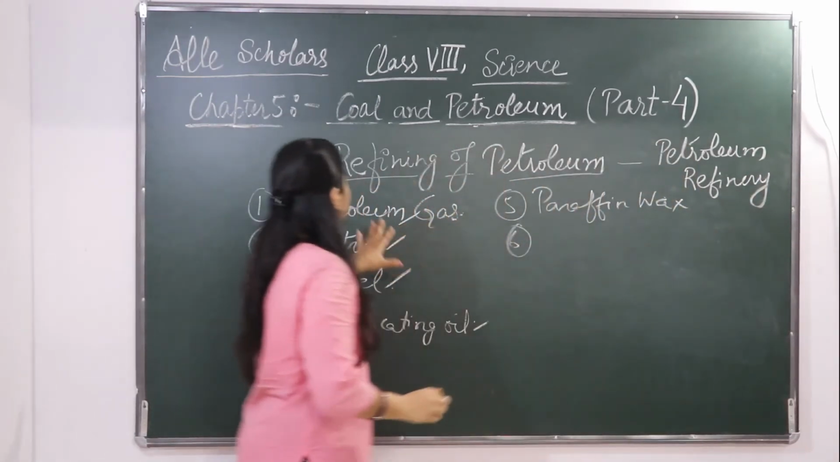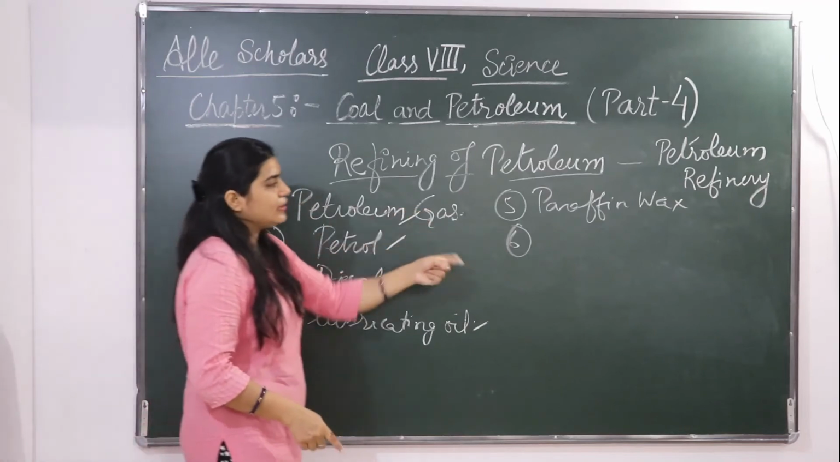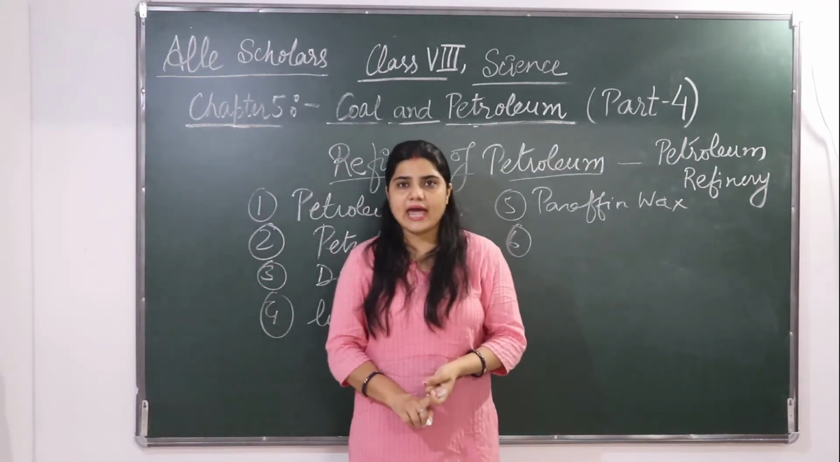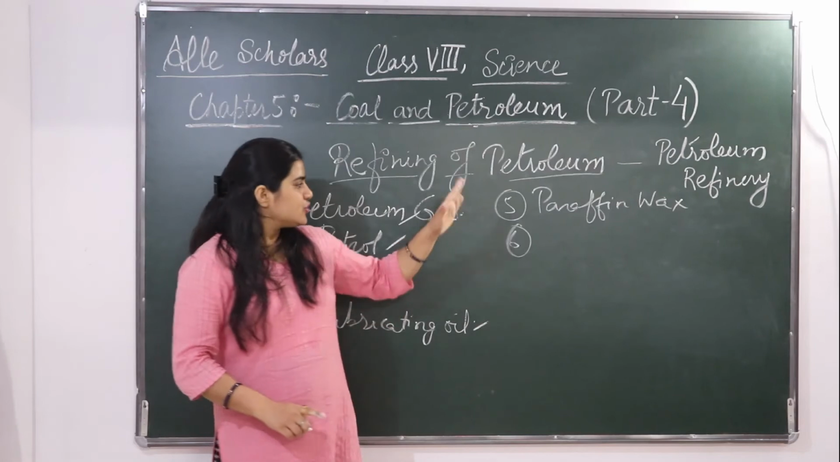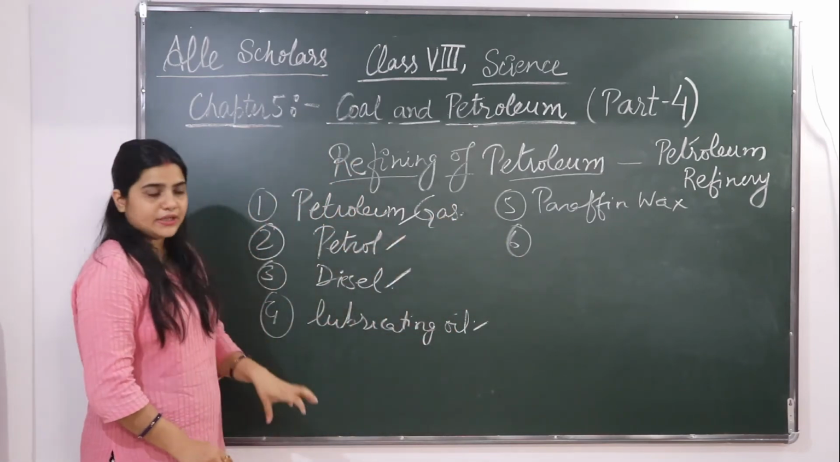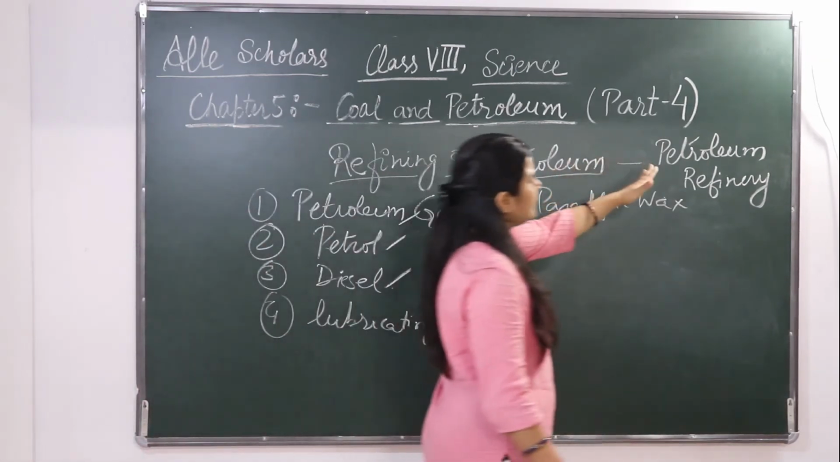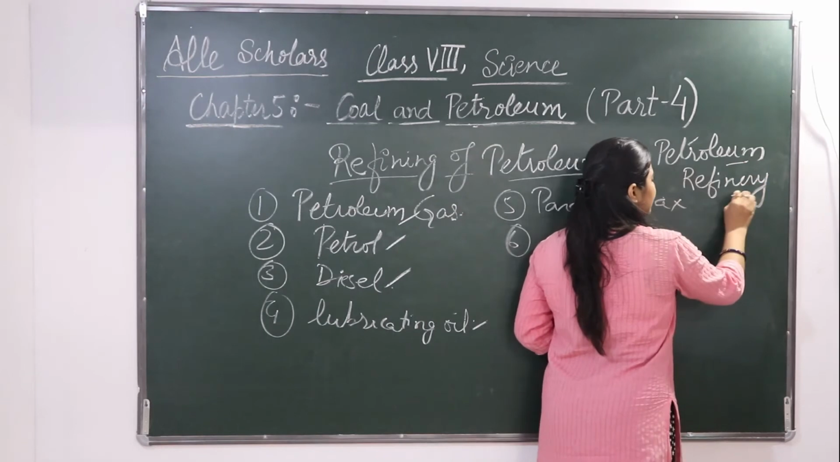Okay, so refining is what? The process of separation of different constituents of petroleum is called refining. Okay, जो different constituents हैं ये petroleum के, इनको सबको अलग अलग separate करेंगे हम, उस process को हम refining कहेंगे. और refining of petroleum को कहाँ पे करते हैं? Petroleum refinery में.